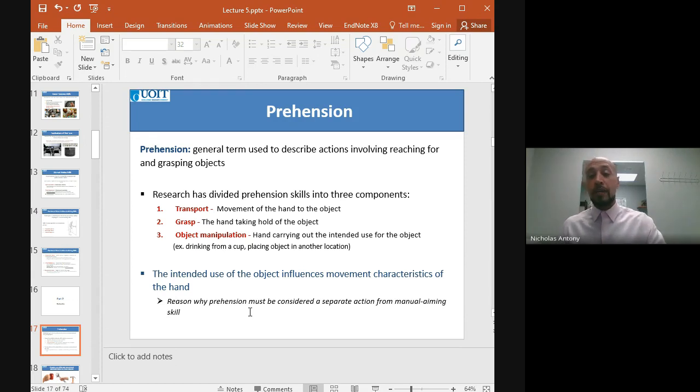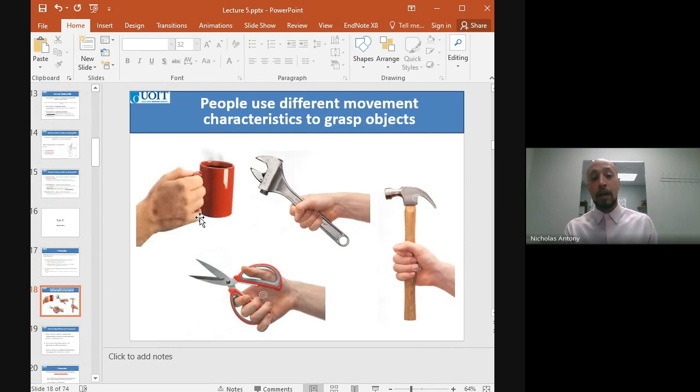And the reason why it's not is because, watch this, if you go to reach for something, so reach for something small, reach for something big, your intended use of the object that you're grasping for influences how you move. So if someone is reaching for a cup, they're immediately going to move like this. If they're going to reach for a hammer, like this. Scissors, they start doing this.